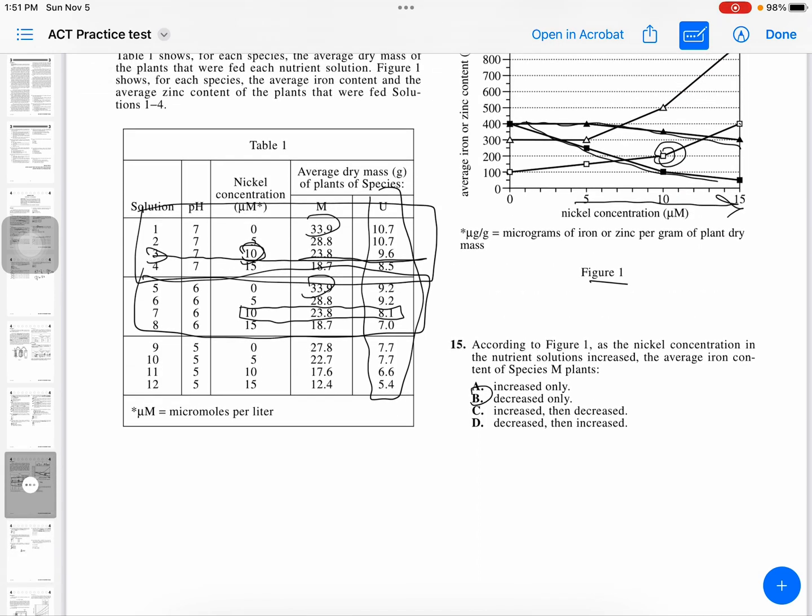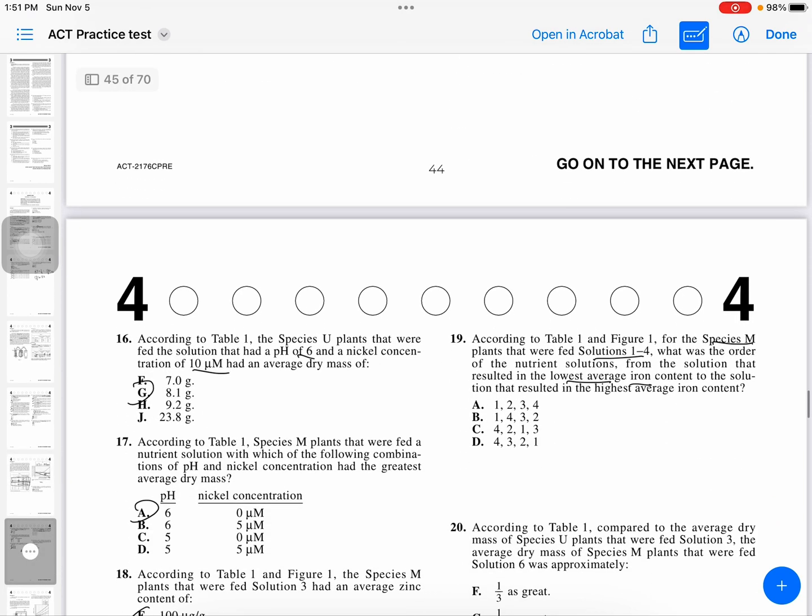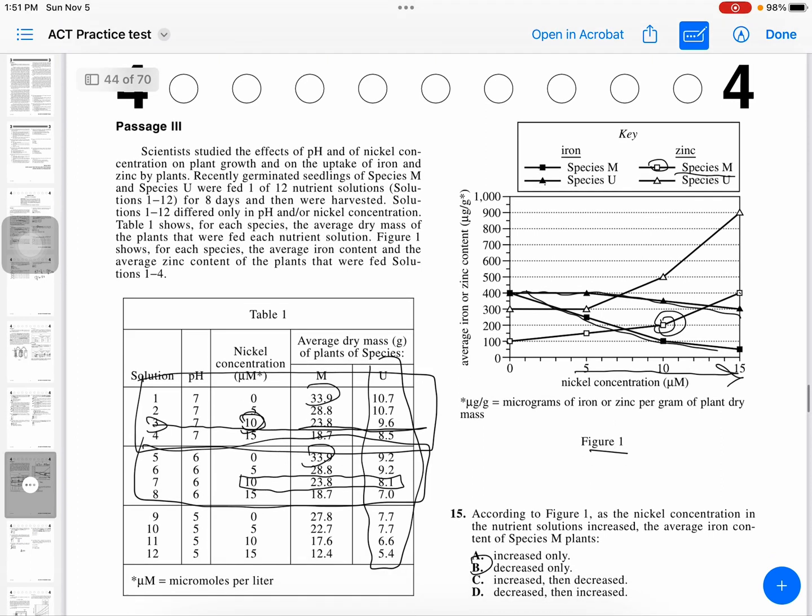So it's 1, 2, 3, 4, nickel concentration, wow. The lowest average iron content to the highest average iron content. Average iron content is up here, iron, so we're at species M and iron, so it's closed square. So that was similar to the first question. We're trending downward here on this closed square box.